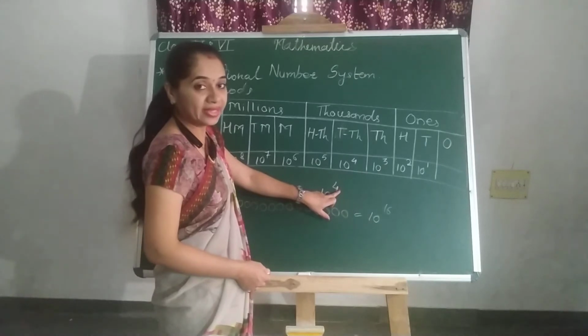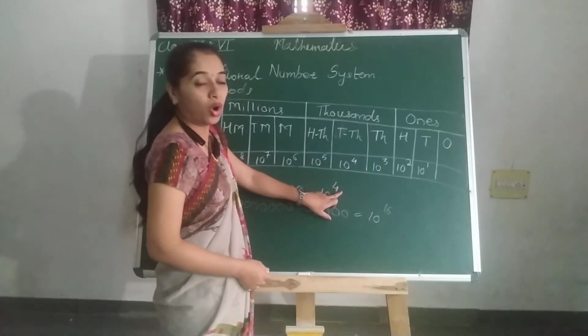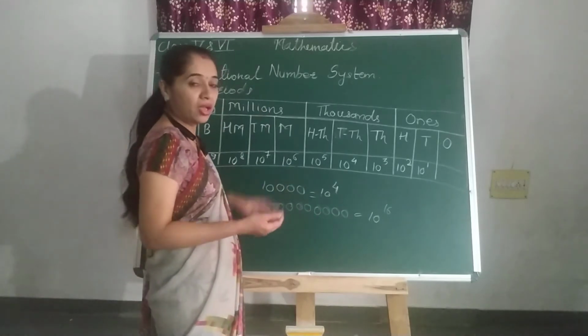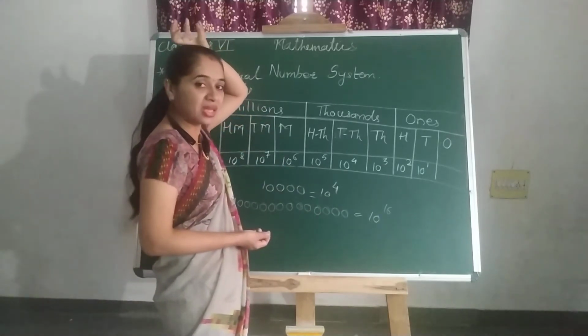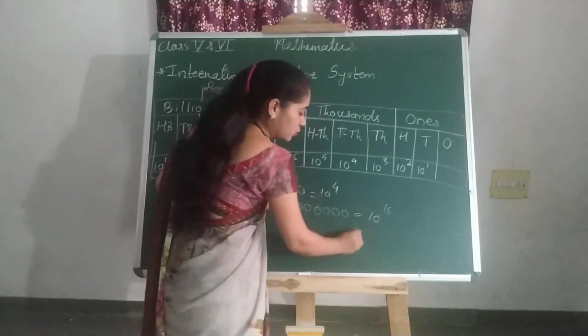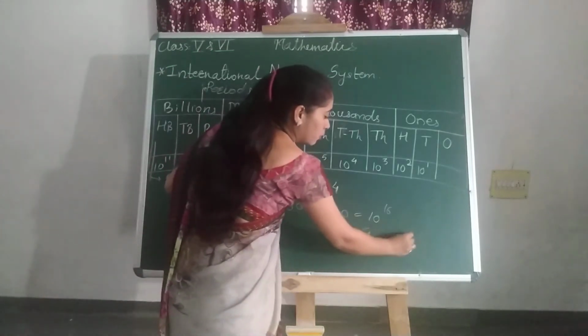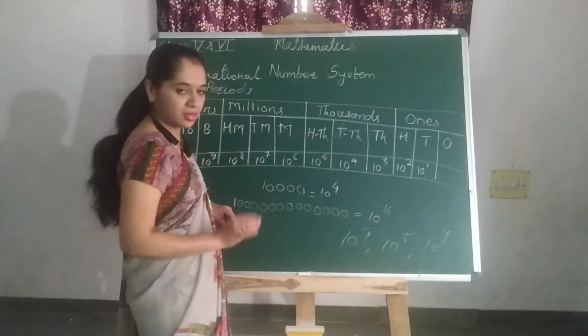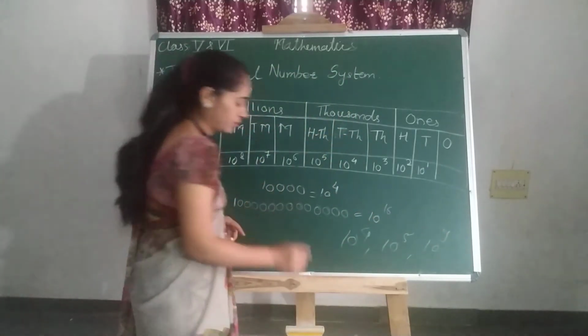And how is that written? That is written on the basis of the number of zeros. The number of zeros is the number you have to put above the 10. Like 10 raised to 4, 10 raised to 5, 10 raised to 9, like this. Clear up to this point? Okay.